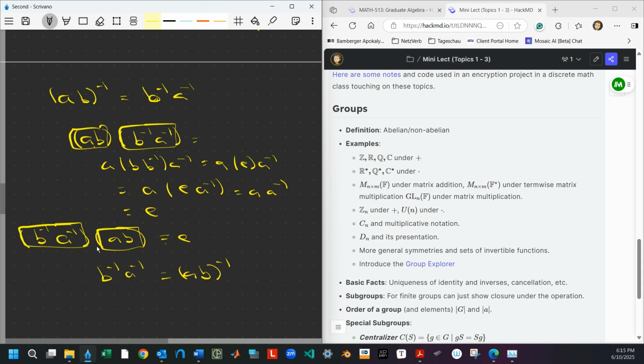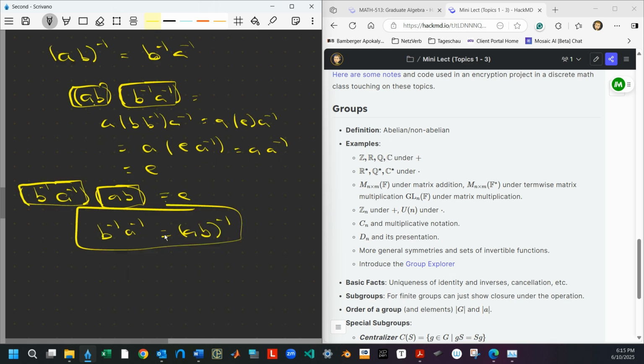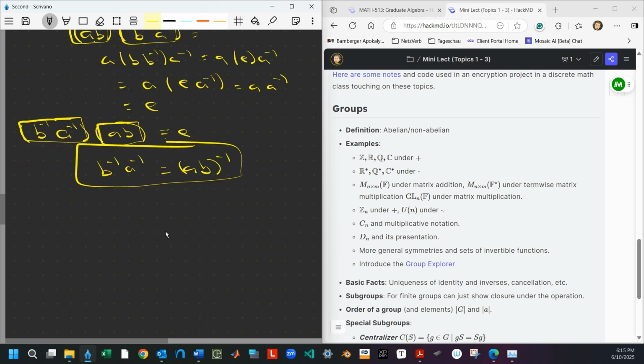Well, why is that true? Because of the uniqueness, there's only one thing that satisfies those two equations, namely the inverse of AB. So we know that, and this is important. We use this all the time. If you take the inverse of a product, you swap the order around. If we have commutativity, it doesn't matter. So, just keep that in mind.